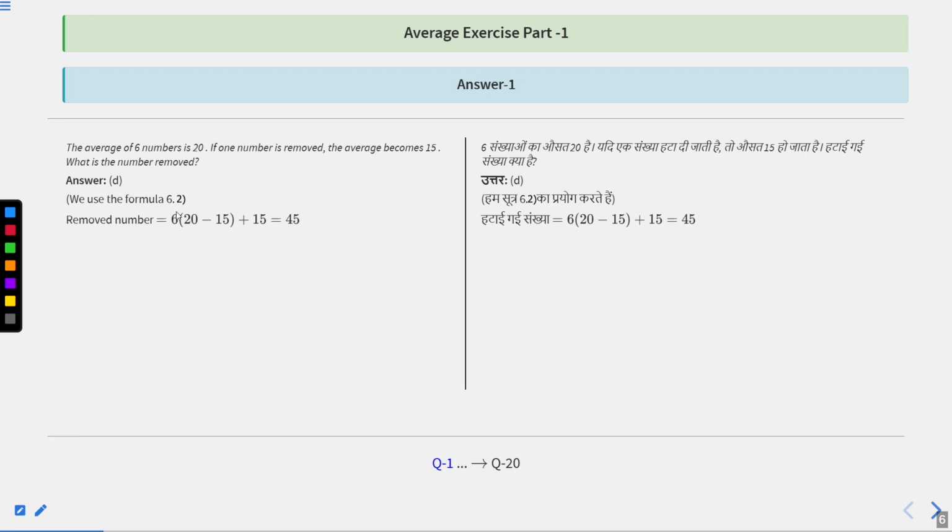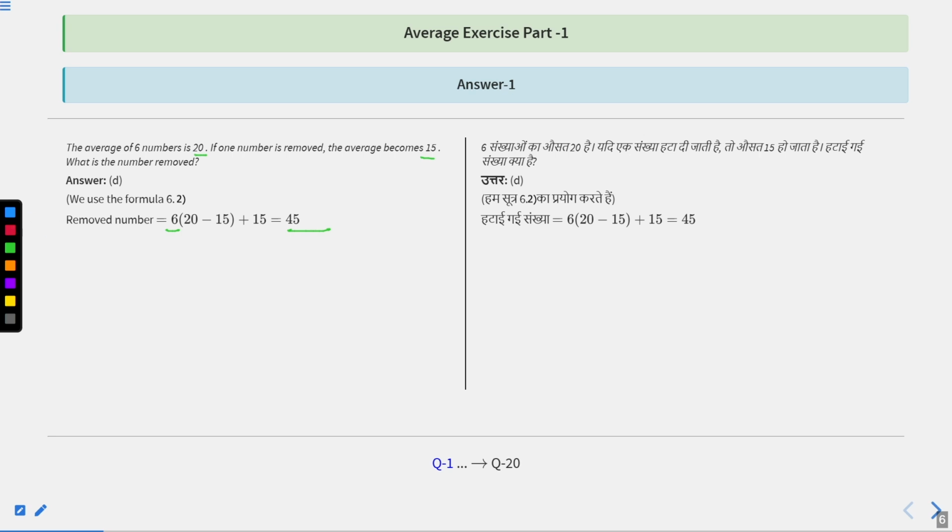Now we use the formula, which says the average of 6 numbers is 20. Clear? So n is 6, average is 20. So 20 minus the new average 15, plus 15. Clear? So it will be 45. So the removed number is 45. D is the correct answer. Next one, we use formula 6.2 in this question.